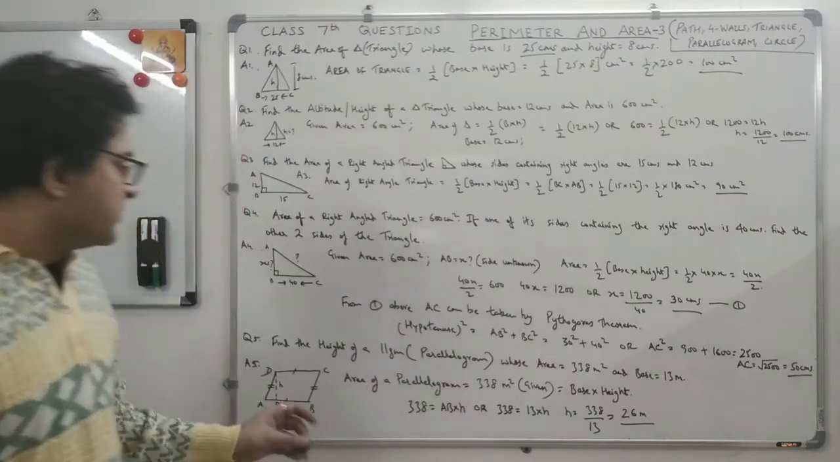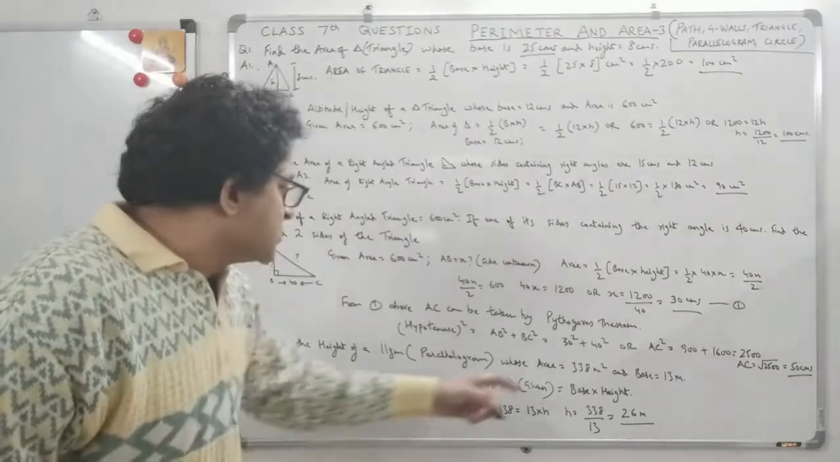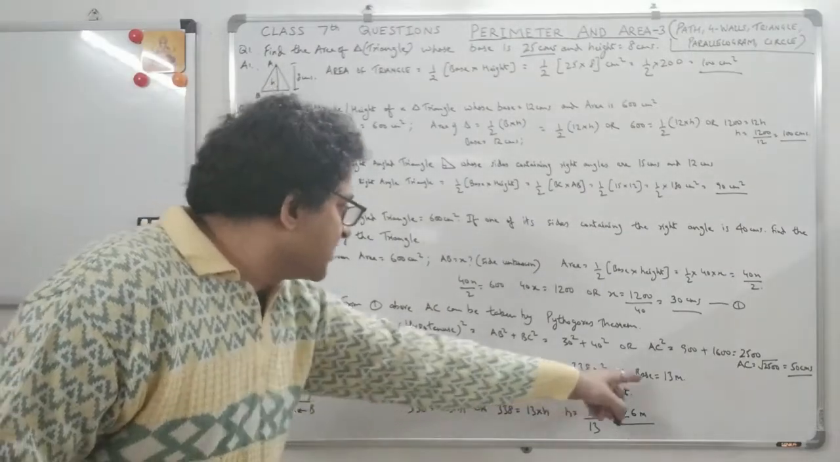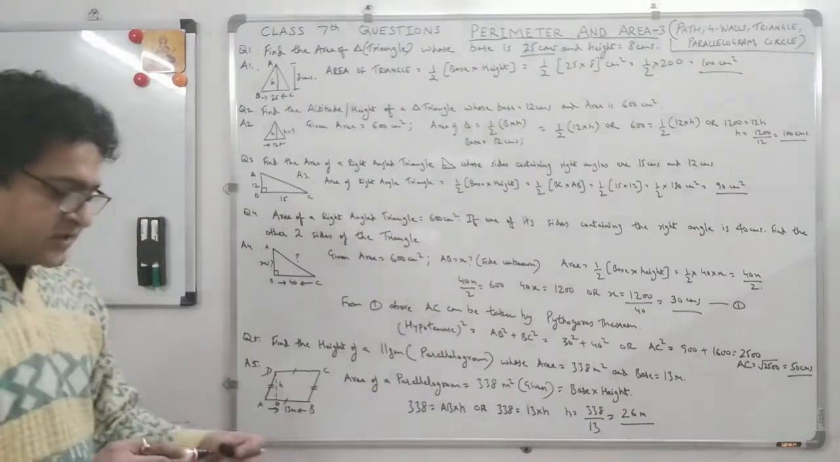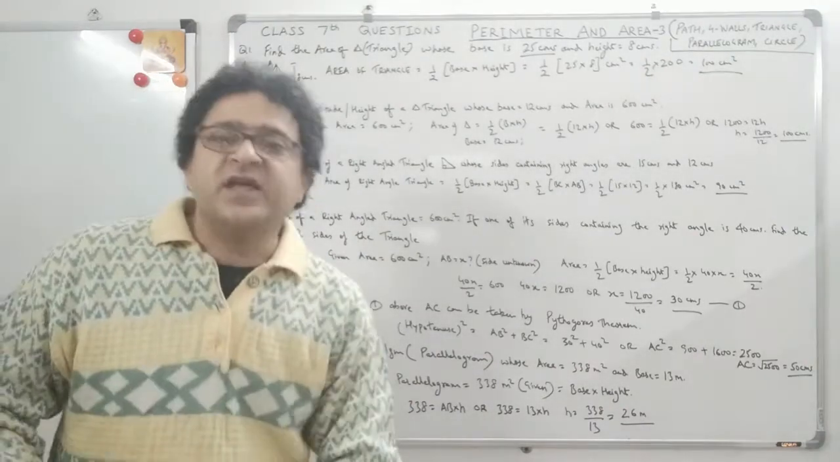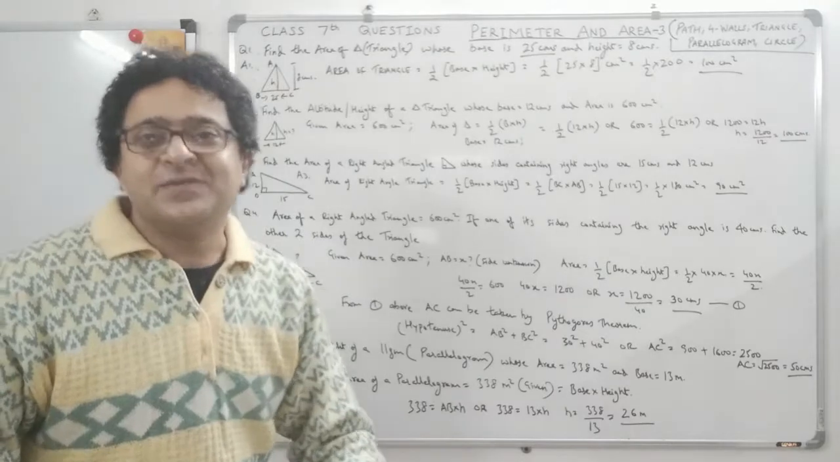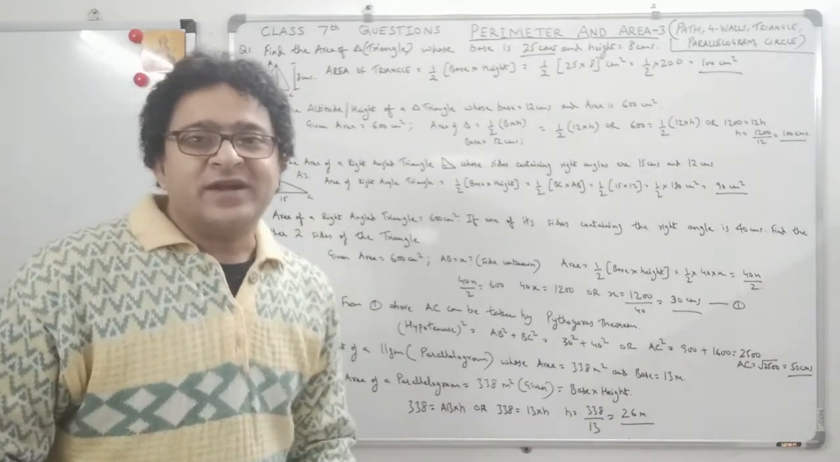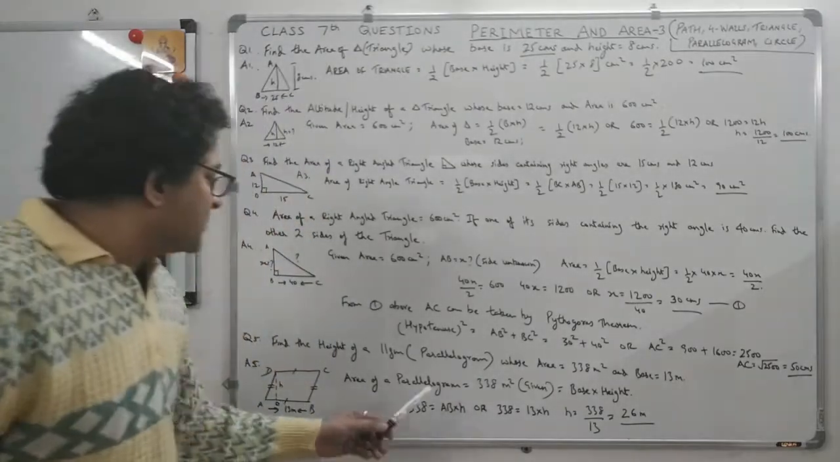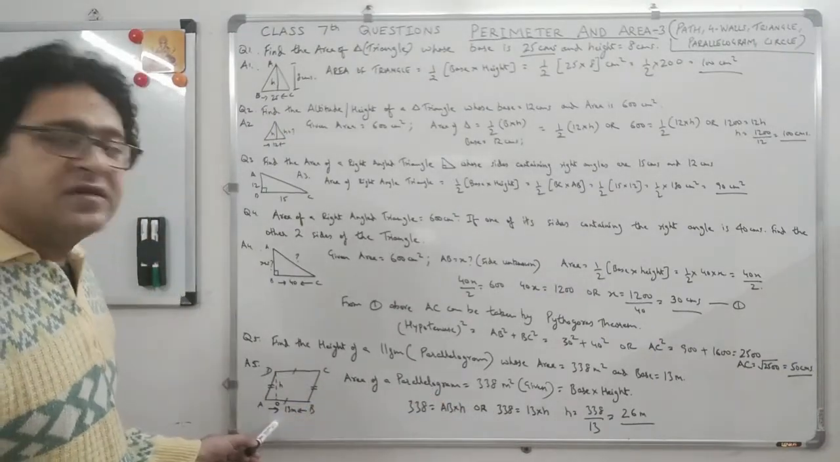But herein I simply just have to replace the formula. So area is this 338. Base is 13. So area of parallelogram is base into height. Area of triangle is half base into height. Area of parallelogram is base into height. Much simpler, right? But you have to remember it, base into height. Don't interchange, right?